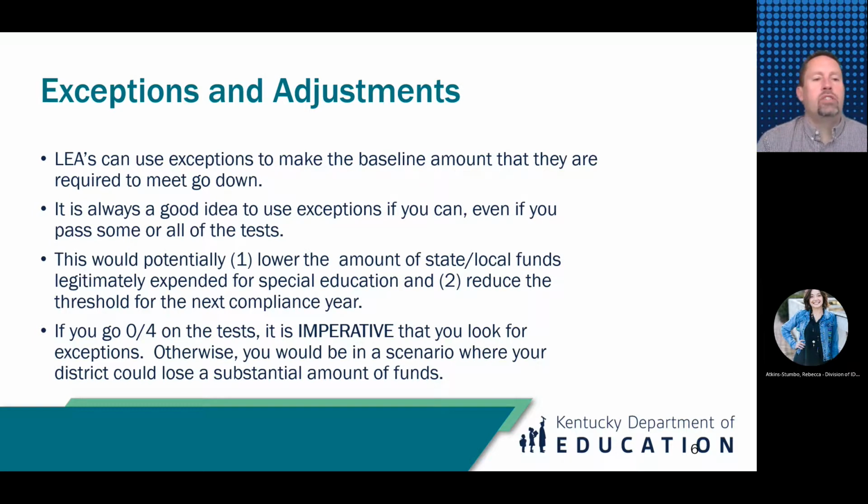Exceptions and the adjustment. You can use exceptions to make the baseline amount that you're required to meet go down. And exceptions are extremely important. It's one of the most, if not the most, important things to think about when going back and trying to meet MOE. Of course, the most important thing is out of your general fund to make sure that you're spending enough towards your students with disabilities each year, and that you're meeting that threshold, and hopefully just going a bit over that threshold, but not too much. But exceptions are a way that you can make the baseline amount that you're required to meet go down.